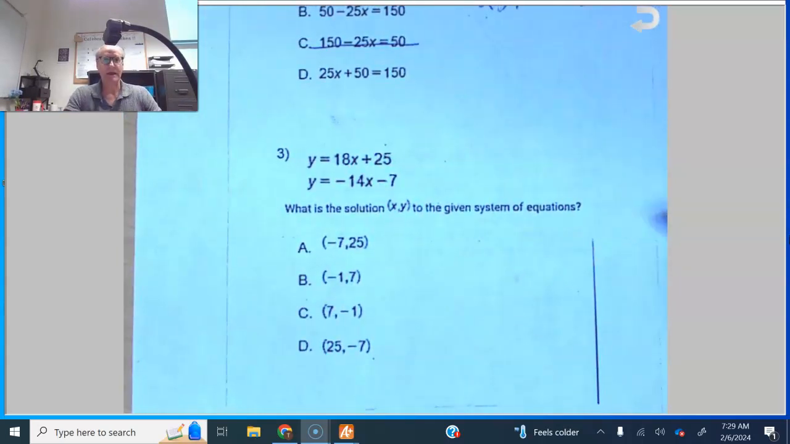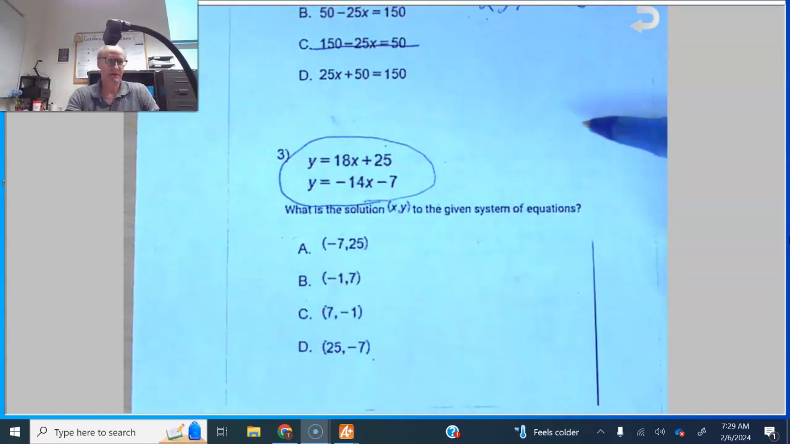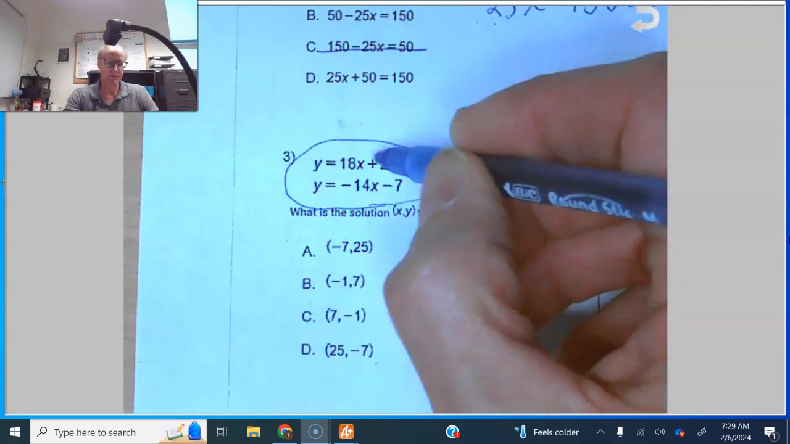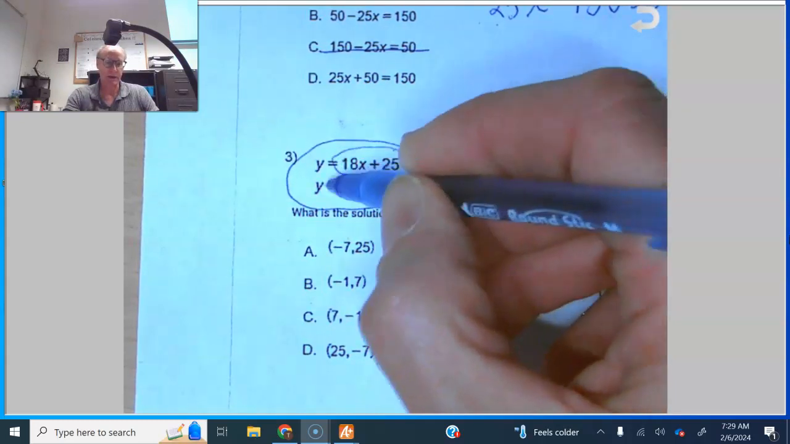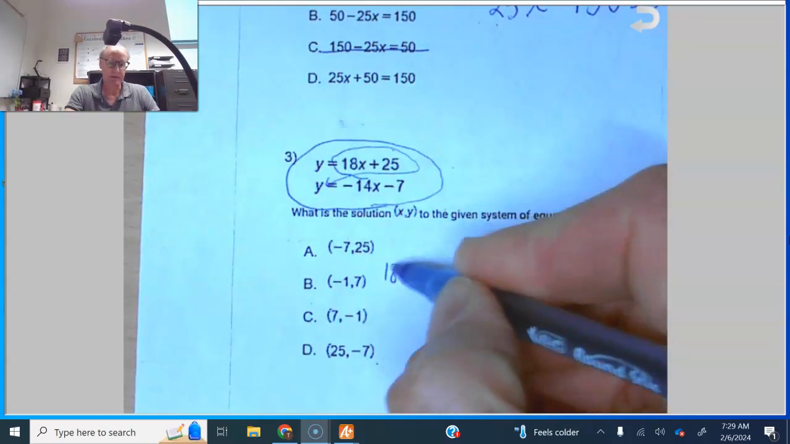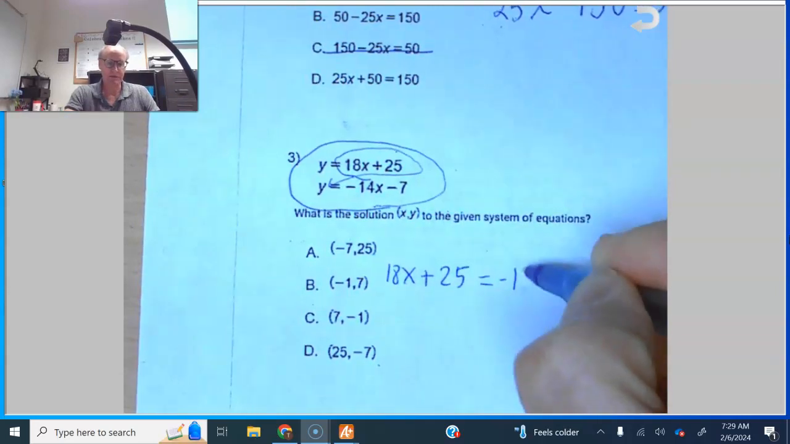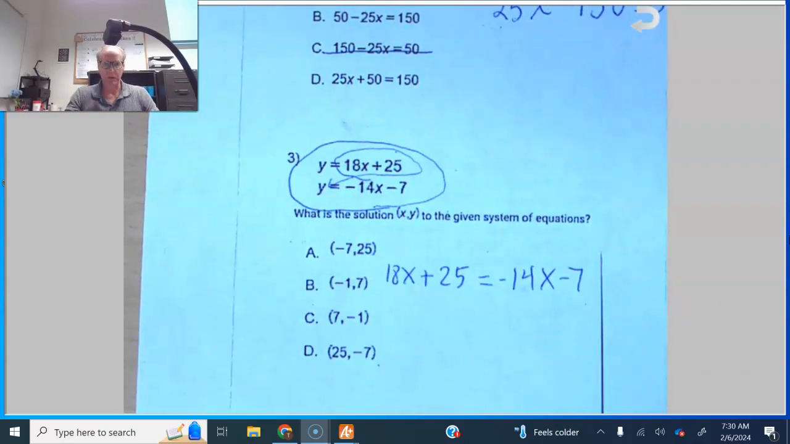This one looks like a system of equations. We literally have two lines here. These are linear equations, and they're going to intersect at their intersection. Now, the best way to solve this is to do substitution. I put this equation in for y over here. So I'm going to write 18x plus 25 is equal to negative 14x minus 7. And then I'm going to solve this equation. I want to get x's on one side, numbers on the other.